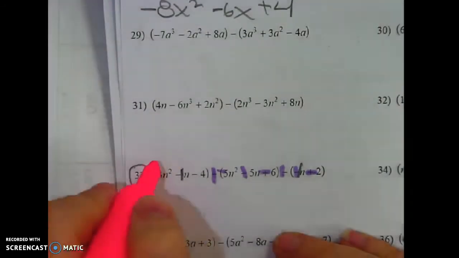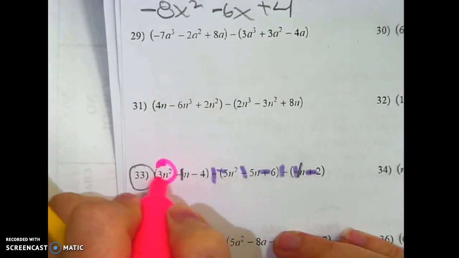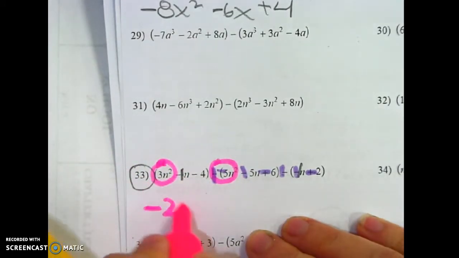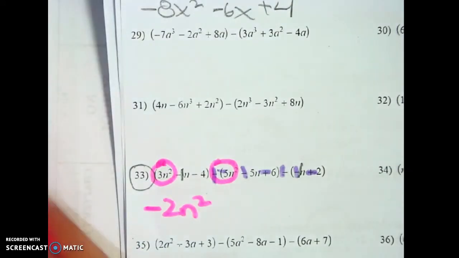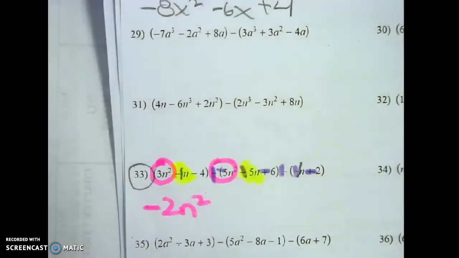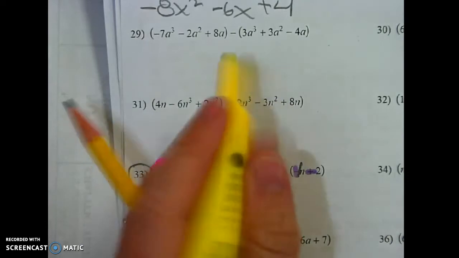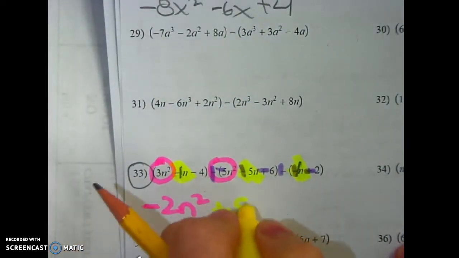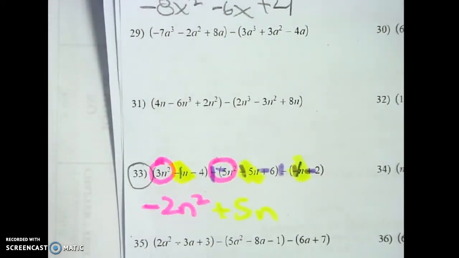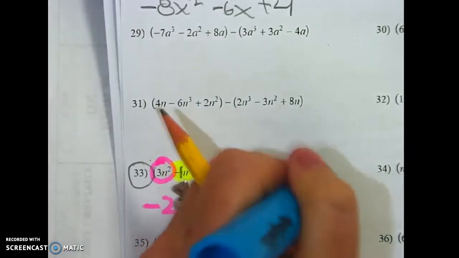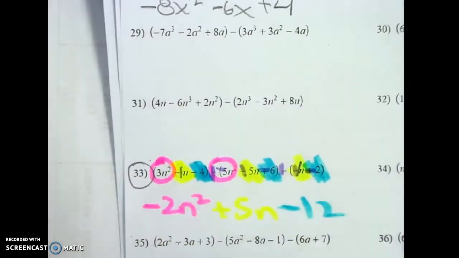So I have 3n squared, take away, subtract. 5n squared is negative 2n squared. Next, I'm going to go to the n's. I have negative 1 plus 5 is 4. And then I change that to a plus. So 4 plus 1 is 5. So plus 5n. And then lastly, I have negative 4 minus 6 is negative 10. Minus 2 is negative 12. Okay.